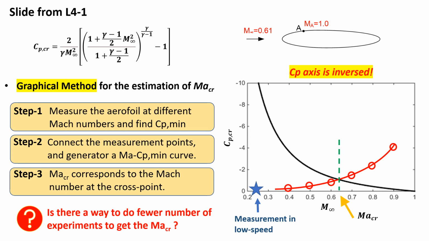And then we asked one question: is there a way to do fewer measurements to get the critical Mach number? The answer was yes, and the answer was to do a single measurement in a low speed flow, as highlighted through the star. And since we already have the pressure coefficient correction using the compressibility correction methods, there are three we introduced. So we can apply those three methods here and get similar points as the red ones here.